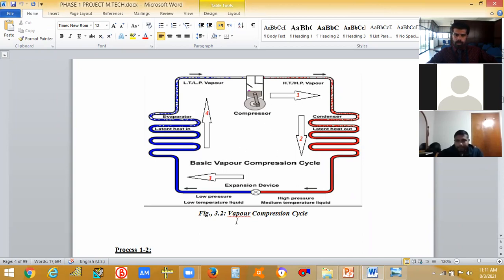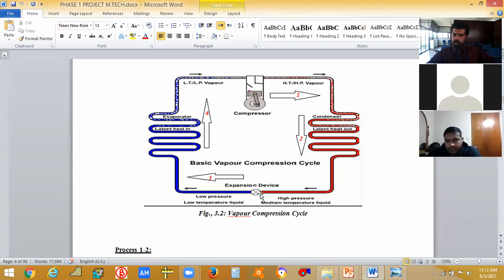Yeah. So this is the vapor compression cycle. You can see it is shown from the compressor: high temperature, high pressure vapor. Then it goes to the condenser. There a latent heat exchange happens. Here also the phase is changing. The vapor will be converted to liquid.